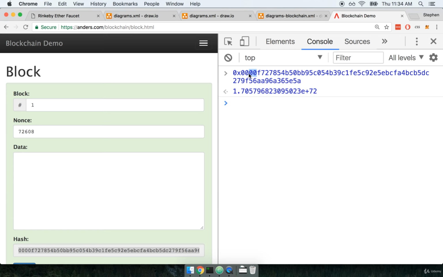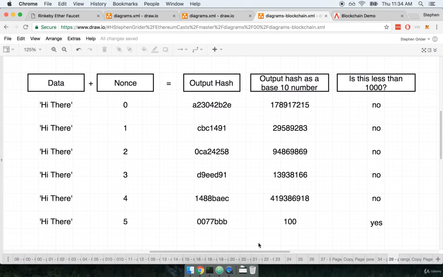Now, Anders had specifically said that we are looking for a hash that starts off with some number of zeros. Again, that's not entirely correct. What we are really looking for is a hash that is less than some target value. So 000F727 might be less than some target value that our algorithm is looking for. Let me show you an example of this in a flow diagram to just make sure it's really clear.